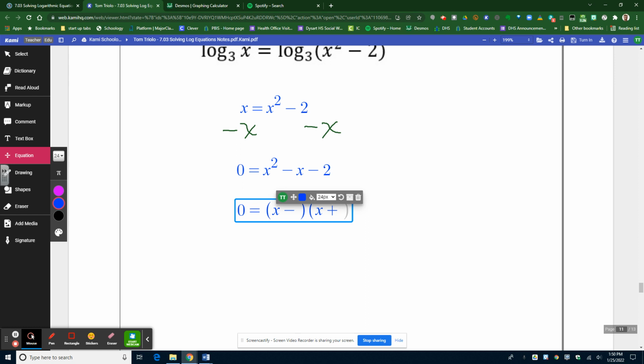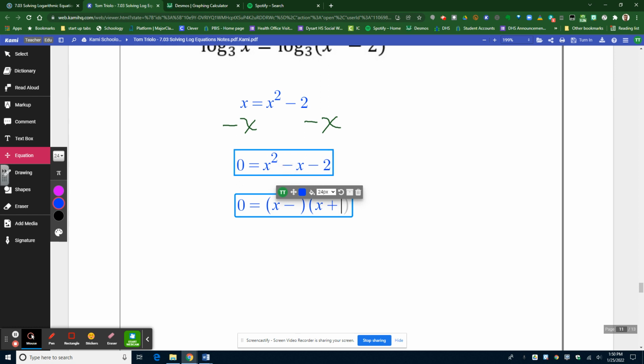How did you figure out that the 2 is negative, Rita? It's just a lucky guess. Yeah? Okay. So this sign right here, the negative, tells me the number furthest away from 0 has to be negative. So that's why the 2 is negative.